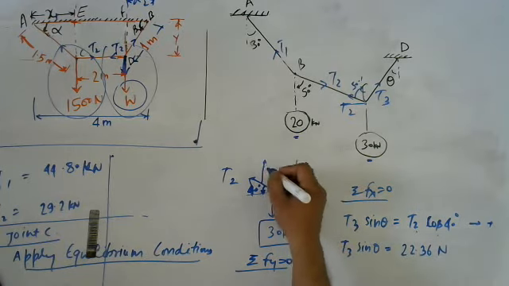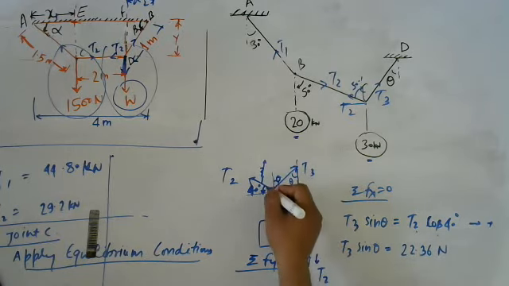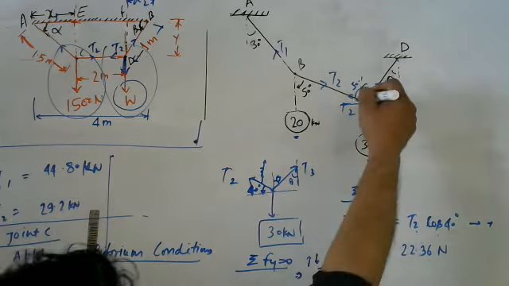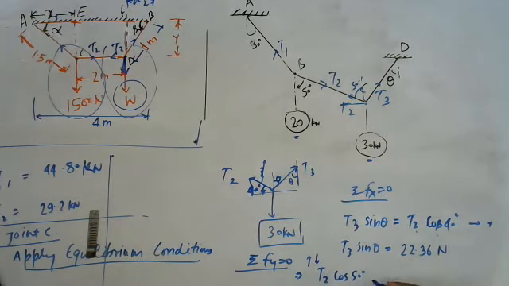and this component, the vertical component, is cos 50. Even I can write cos 50 degree, because this angle is 50, so this will be T2 cos 50 plus T3, how much? T3 cos theta, and minus 30 is equal to 0. This is the equation.